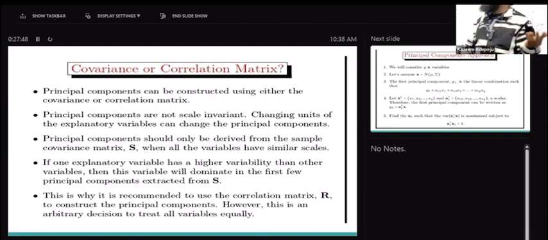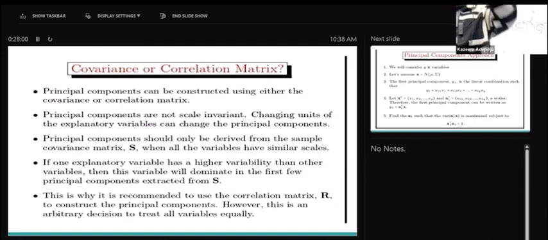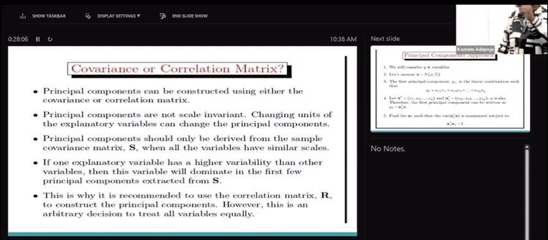Why am I using correlation? What is correlation? We got correlation by standardizing covariance. That is why principal components are not scale invariant. Changing the unit of the explanatory variable can change the principal component, at times when you have different explanatory variables and they have different units. You know what I mean? So that's what I mean.